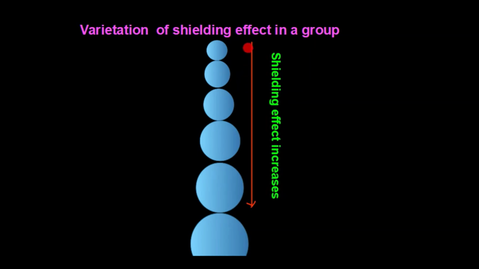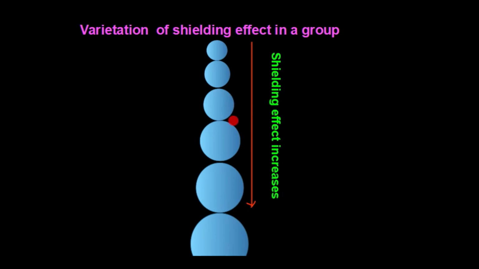So due to increase in the number of electrons in a group, the shells also increase. So the number of electrons in the inner shells also increases. So as a result, shielding effect increases from top to bottom in any group of the periodic table. So what is the trend of shielding effect in a group? As we move down the group, shielding effect increases due to increase in the number of electrons in the inner shells. I hope this is clear.